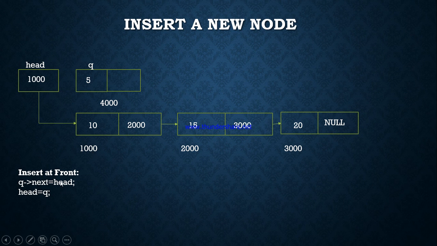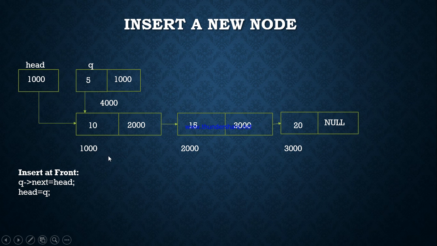So q of next will be head. Head contains 1000. So this 1000 value will be stored here. Okay. Then what will happen? This link will be created. That means now q node stored the address of this node. So this link will be created now.